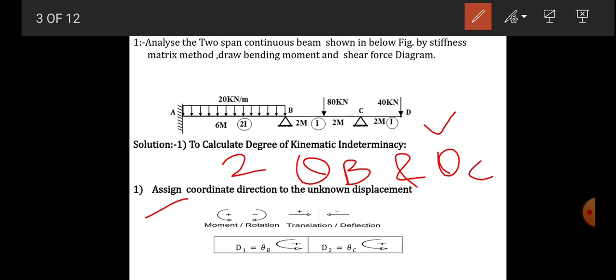Now second step, assign coordinate direction to unknown displacement. So these are the rotations. Assign the coordinate direction as anticlockwise positive. So let's call d1 equal to theta B, anticlockwise rotation, and d2 equal to theta C, anticlockwise rotation positive. So both have a positive sign.